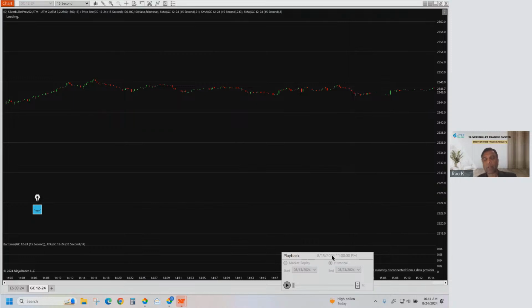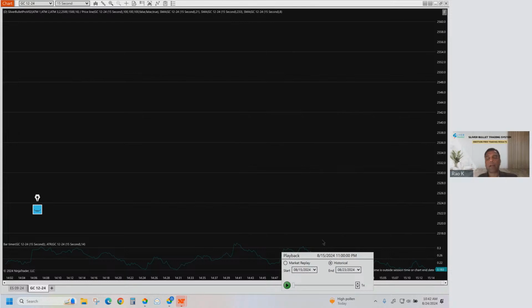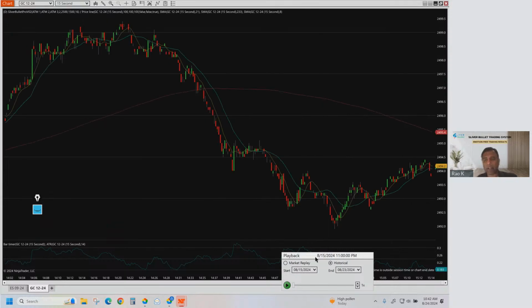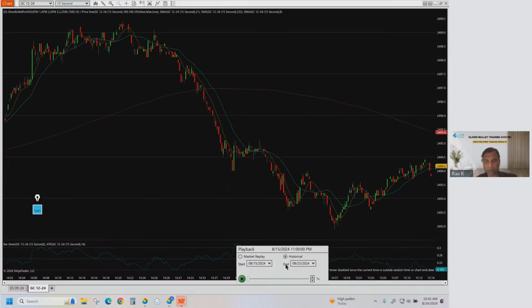The good thing about NinjaTrader is it allows you to use any particular day's data and use it for your own practice. You can practice in a simulated account. You can practice using playback data and learn the platform, learn the strategies, and practice, and then implement it in a real live trading environment.